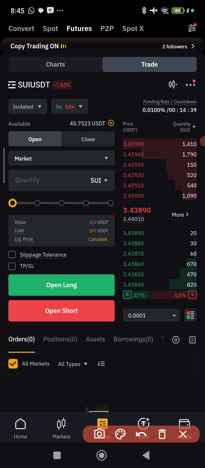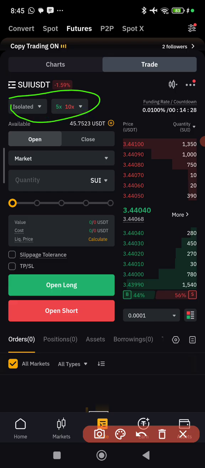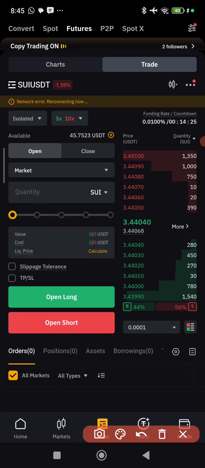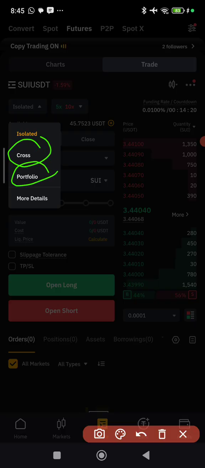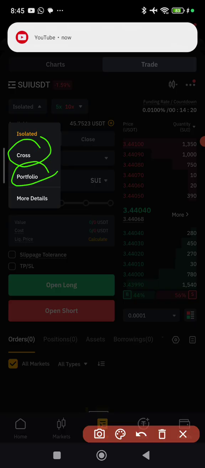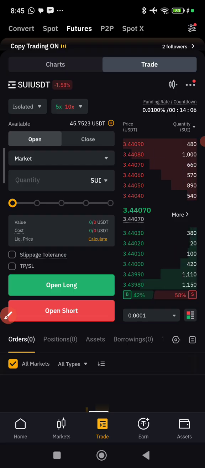For the beginners, let's talk about the next part, which is this part here. First of all, let's click on the first one here, which is showing Isolated. Yours might not be showing Isolated. Yours might be showing Cross or Portfolio or whatever. Make sure you change it to Isolated. Just click on it and tap Isolated. Make sure yours is showing Isolated like mine.